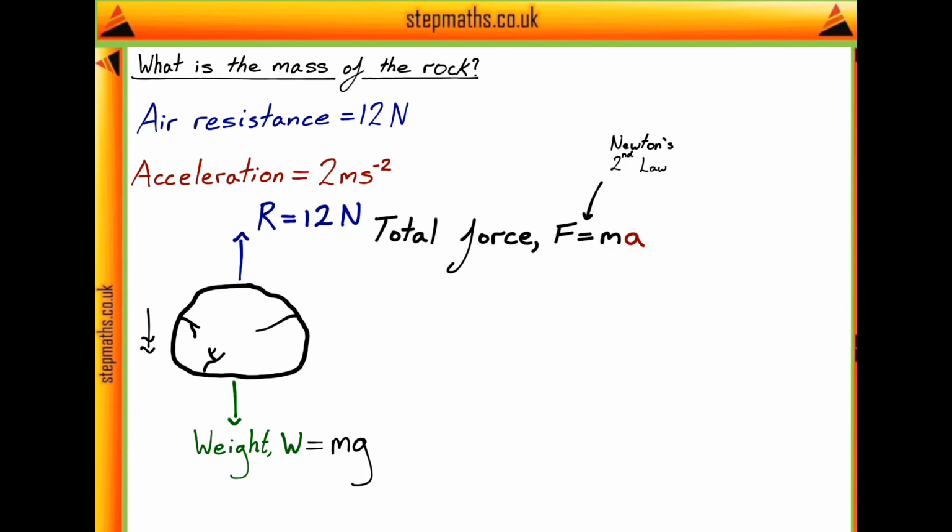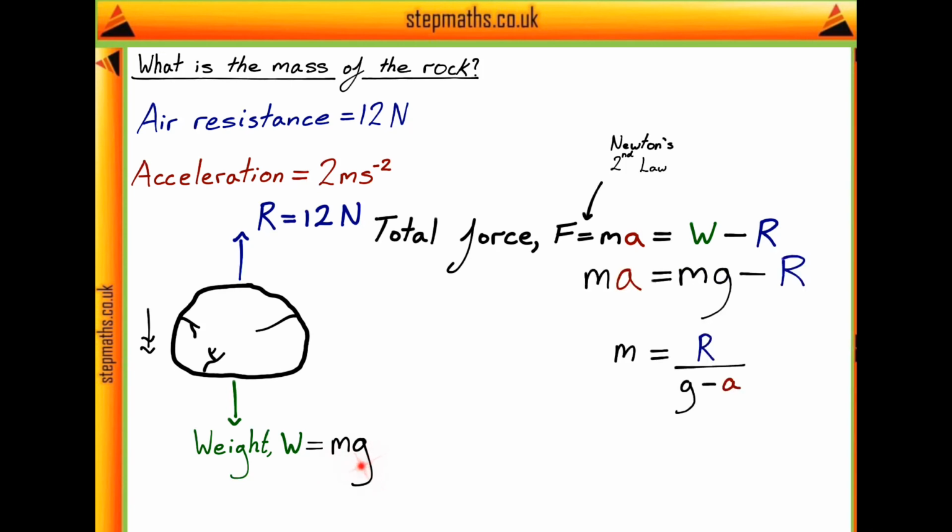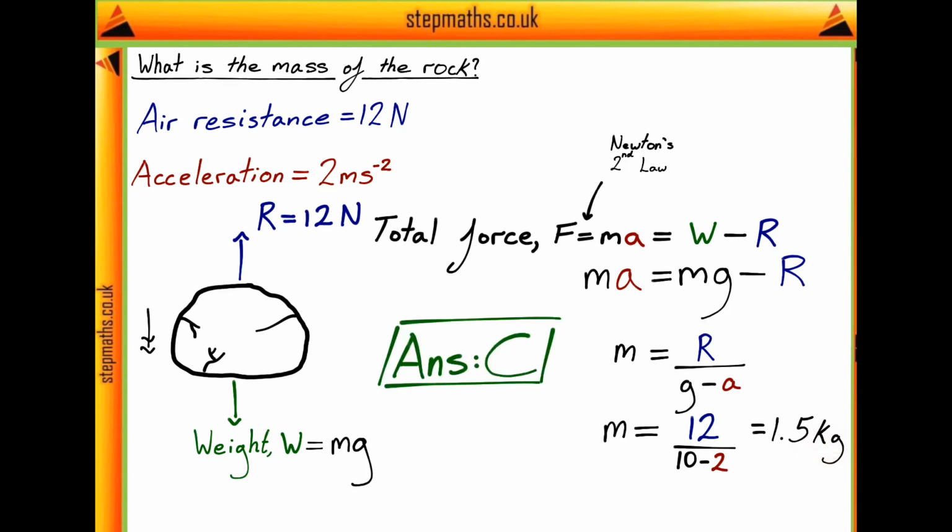Then, by looking at our diagram, we can see that this total force is going to be equal to the weight of the rock minus the force due to air resistance. We know that the weight of our rock is equal to the mass of the rock multiplied by g, so we can substitute that in and then rearrange for our mass m. Plugging in our values for air resistance and acceleration, as well as the value of g which we're told in the question is 10 meters per second squared, we find that the mass is equal to 1.5 kilograms. This then corresponds to answer C.